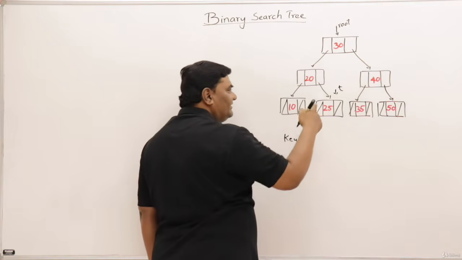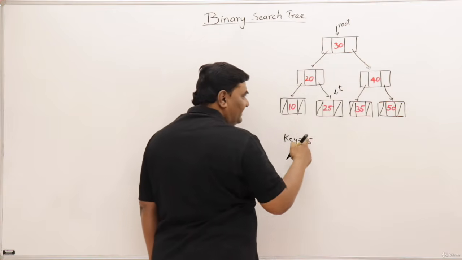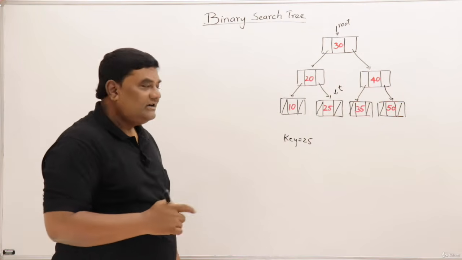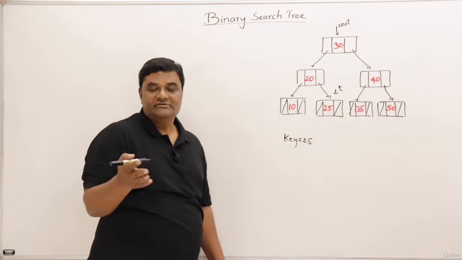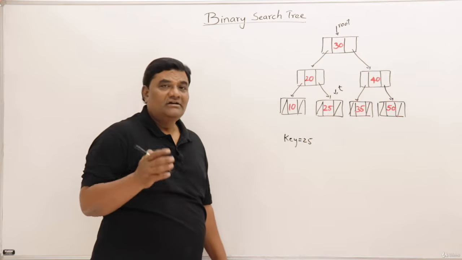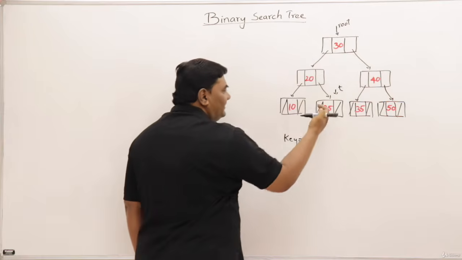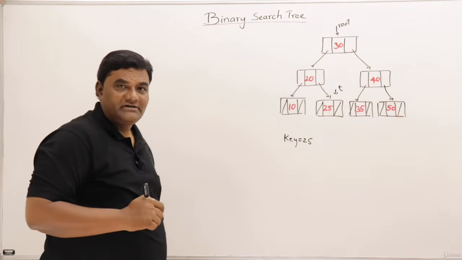Then again repeat. Check wherever t is pointing, compare the data. Yes, it is the same. So the element is found in that particular node. So that's how search is, very simple. In how many comparisons did I get this element? 1, 2, 3. In 3 comparisons I got the element.